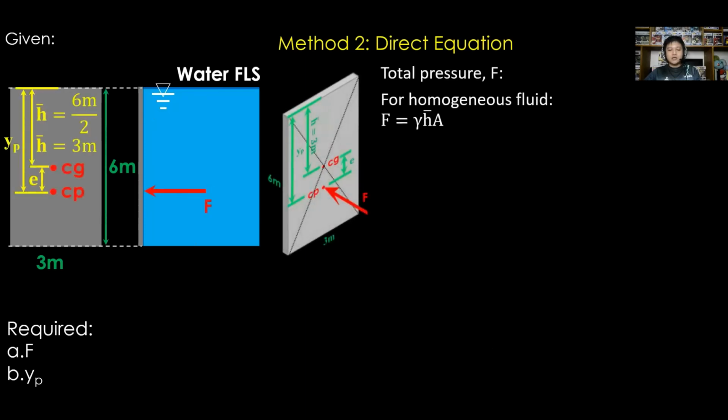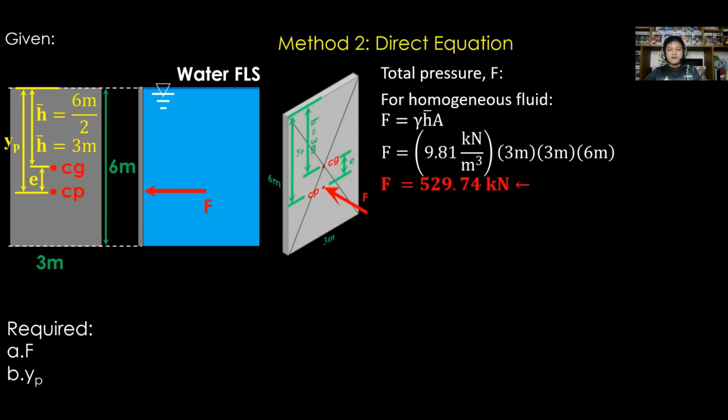For homogeneous fluid, use F equal to gamma times H bar times A. Substitute values. Gamma of water is 9.81 kilonewtons per cubic meter, while H bar is half of the total height, that is 6 meters, therefore it is 3 meters. Then multiply to the area of the surface, that is with base 3 meters, times the height 6 meters. Therefore, for F, that is 529.74 kilonewtons, again towards the surface.